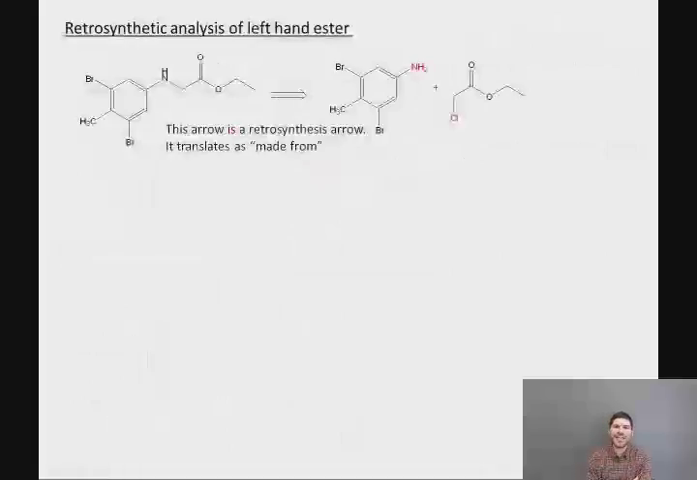So for the retrosynthetic analysis of the left-hand ester, this ester is then made from 3,5-dibromo-4-methylaniline plus ethyl chloroacetate. Notice I said made from, but what is depicted on the slide is this weird looking arrow. This weird looking arrow with two lines hooked up to the arrow tip is called a retrosynthesis arrow. That is the arrow that we frequently use in our scratch work on synthesis problems. And as I said, it translates as made from.